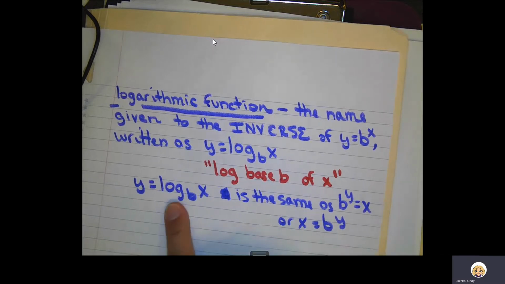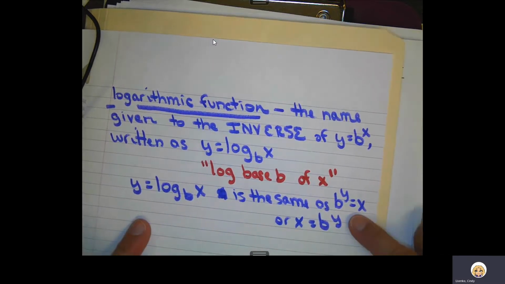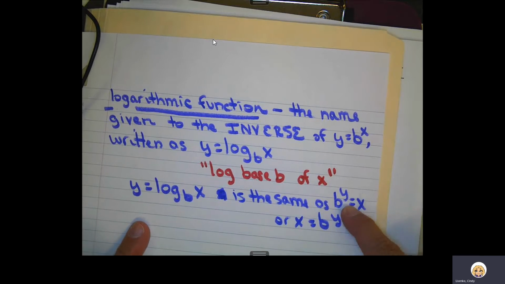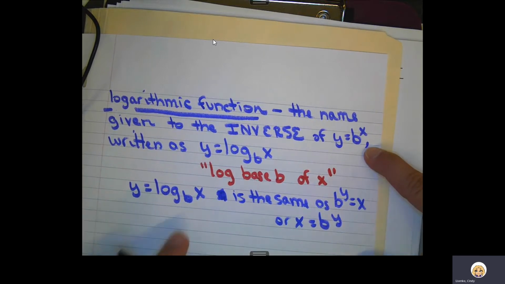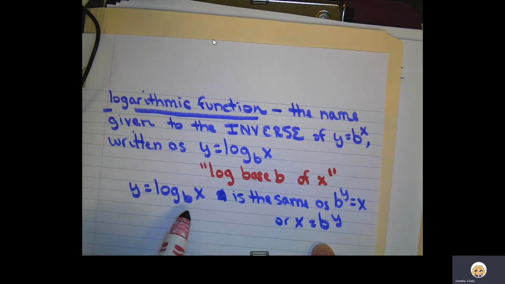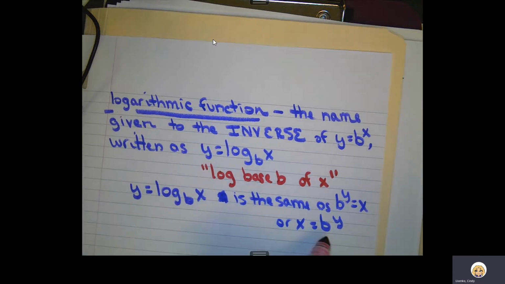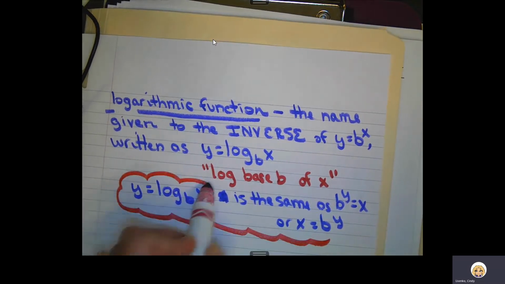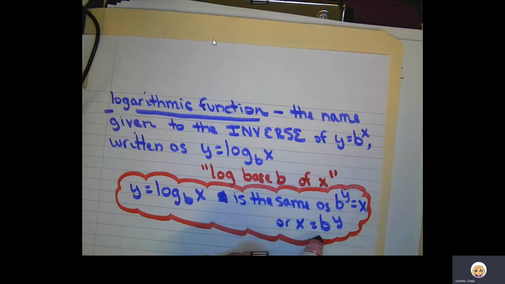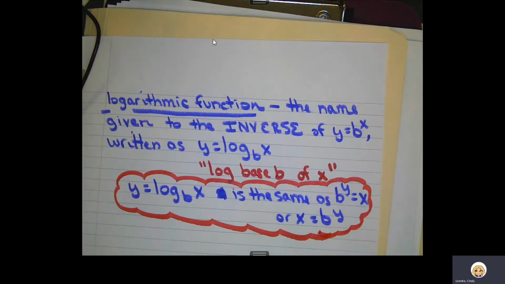So when you see something that looks like this, this is the same as the inverse of this equation. If you notice, all we do is take this b, the y goes as your exponent, and then you have an x. So I'm going to put this in a little bubble. This looks a little confusing, but when you see some examples, hopefully that will help.